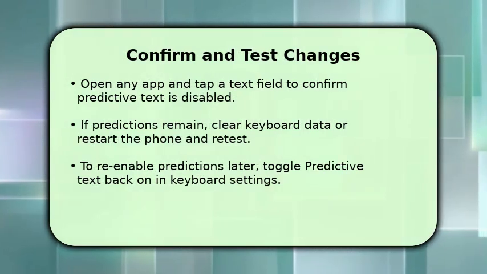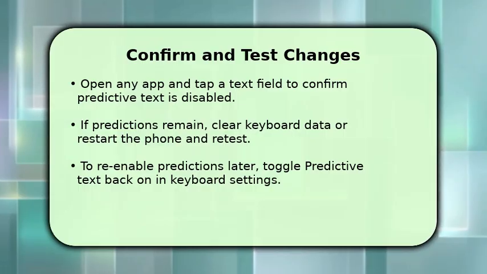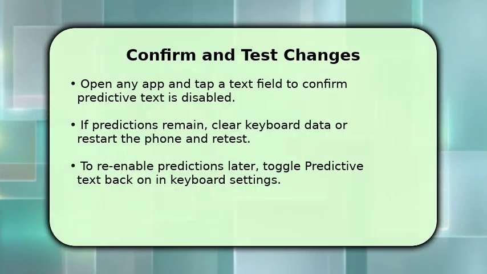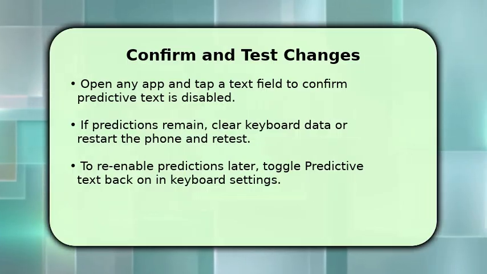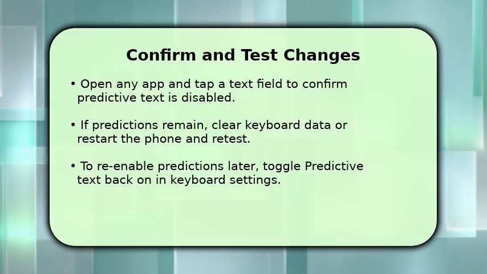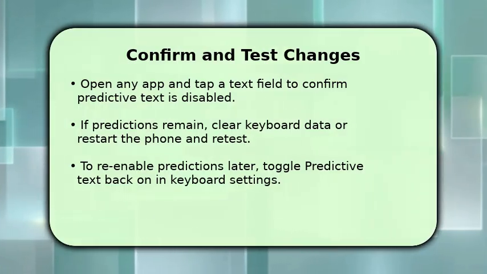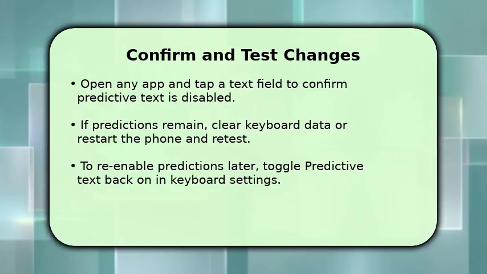To confirm changes, open any messaging or notes app and tap a text field. If suggestions no longer appear, predictive text is disabled successfully. If predictions still appear, return to keyboard settings and clear keyboard data or cache to reset preferences. Another step is to restart the phone and check again after reboot.